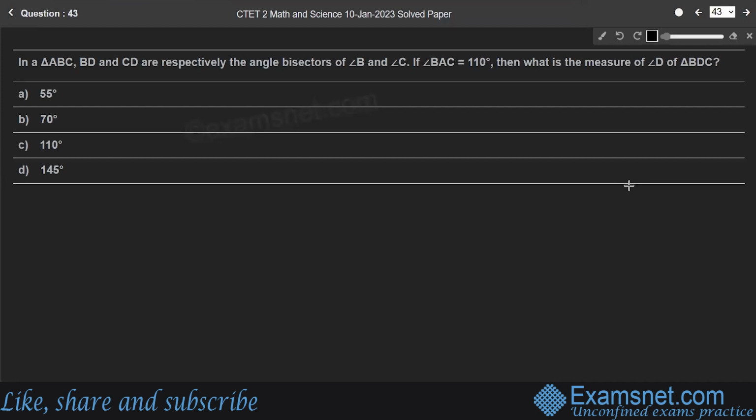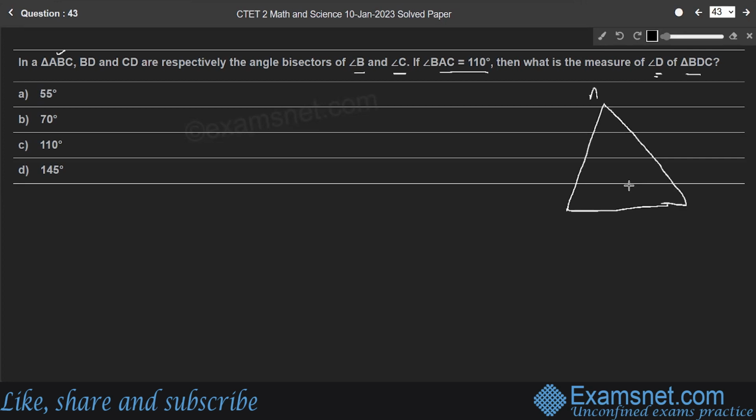Question 43. In a triangle ABC, BD and CD are respectively the angle bisectors of angle B and C. If angle BAC is 110 degrees, then what is the measure of angle D of triangle BDC? So students will consider triangle ABC.